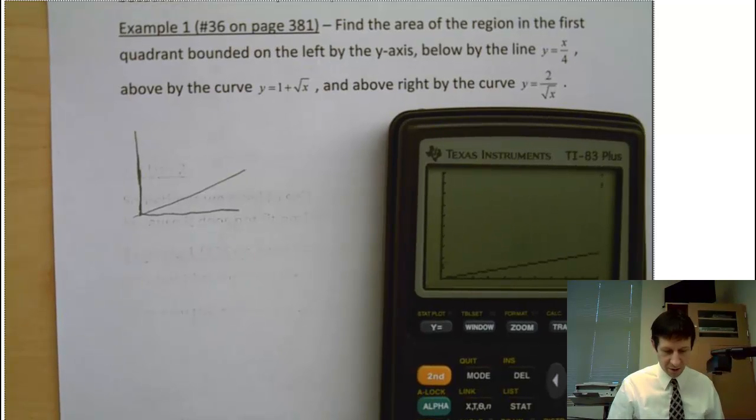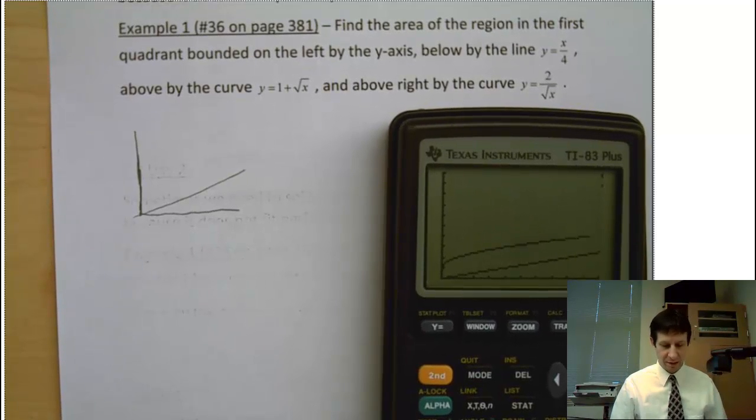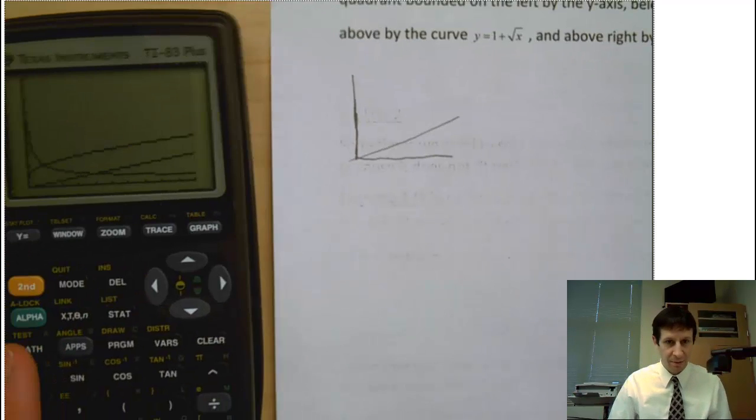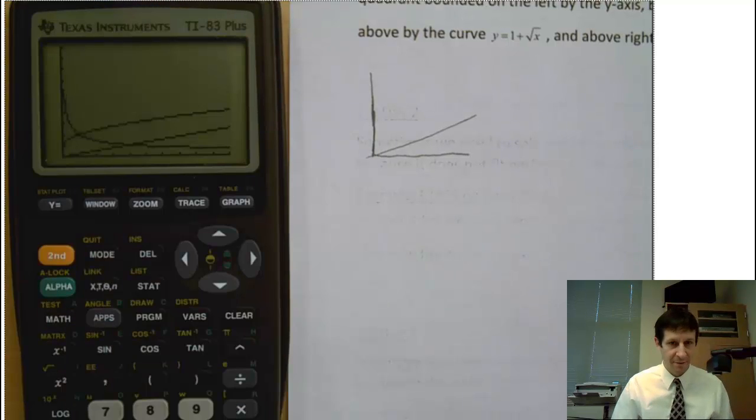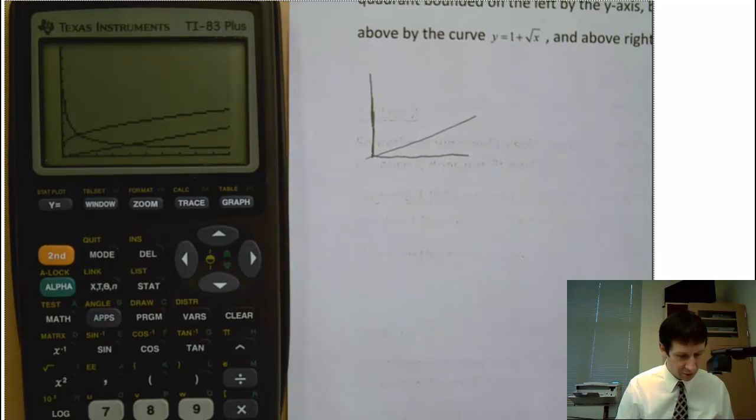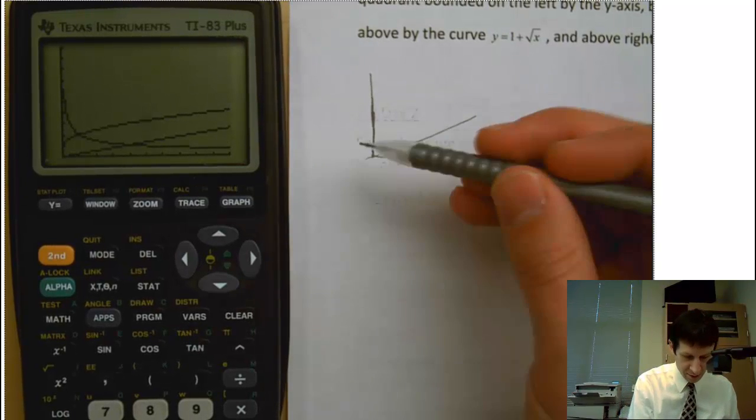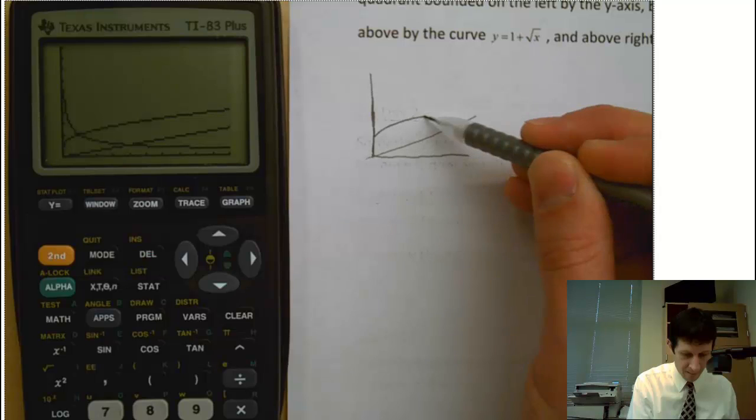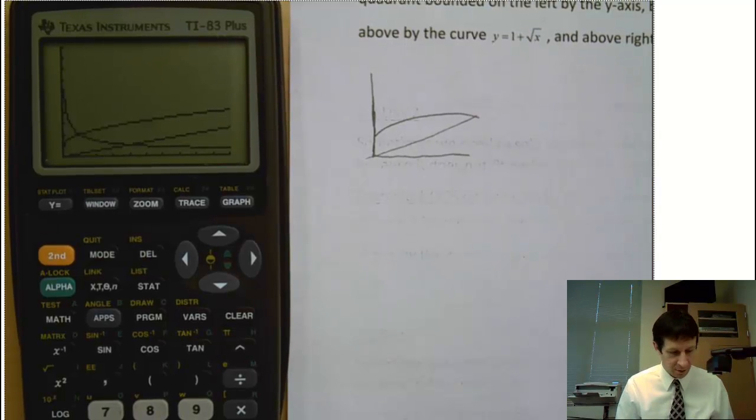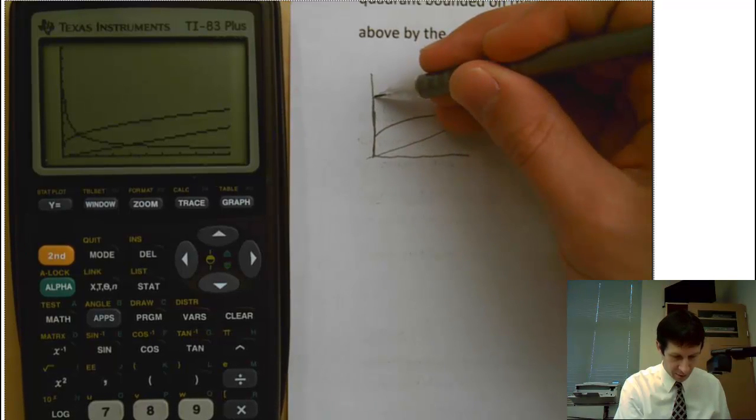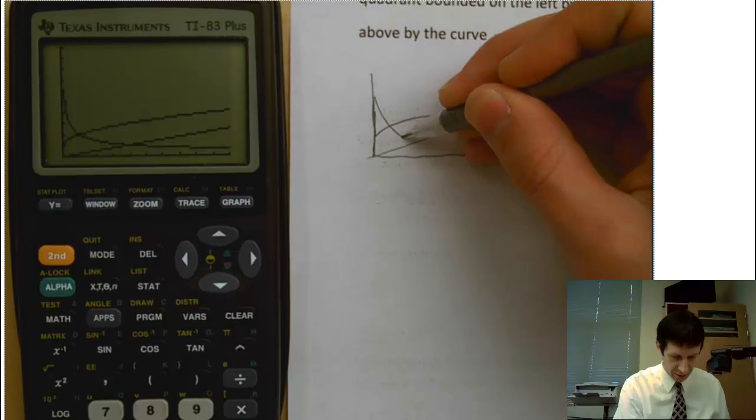There's the y equals x over 4 that I've drawn. Here's 1 plus root x. And there's 2 over root x. So if I get back, I'm going to put this right next to the paper. I don't care about most of this graph, but what I do care about is kind of in here. So let's try to recreate that again. The 1 plus root x looked like this. The 2 over root x started up here and kind of crossed here and continued out like this.